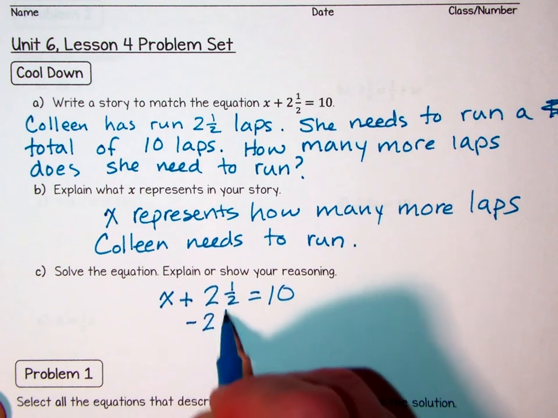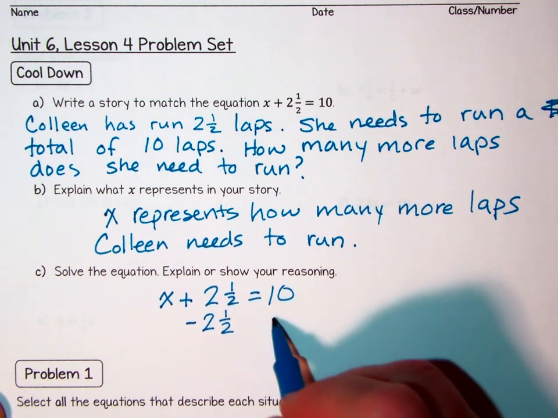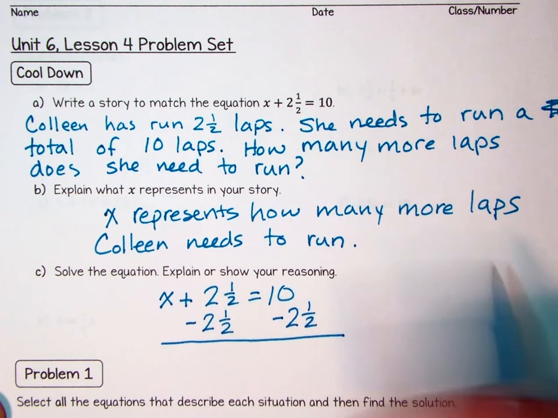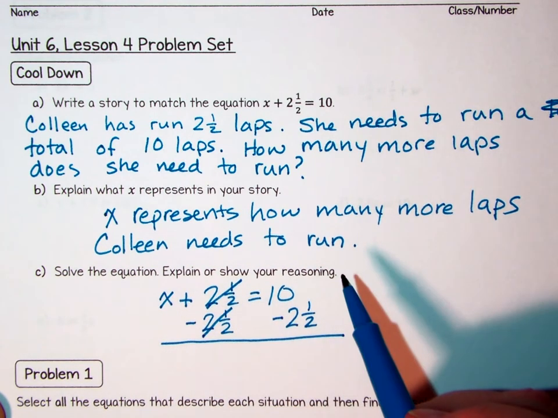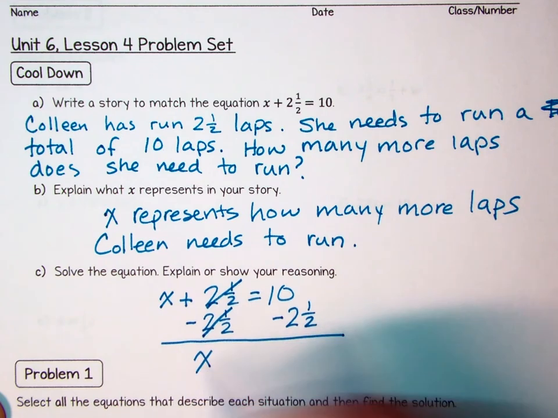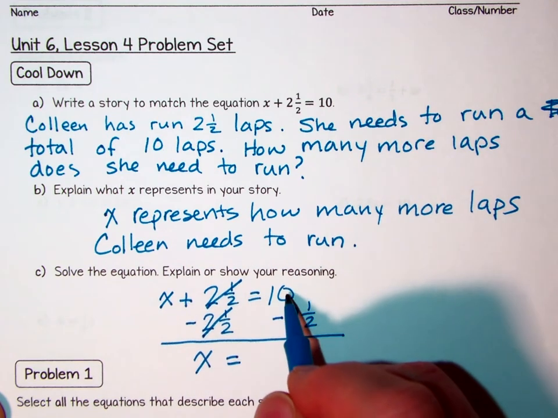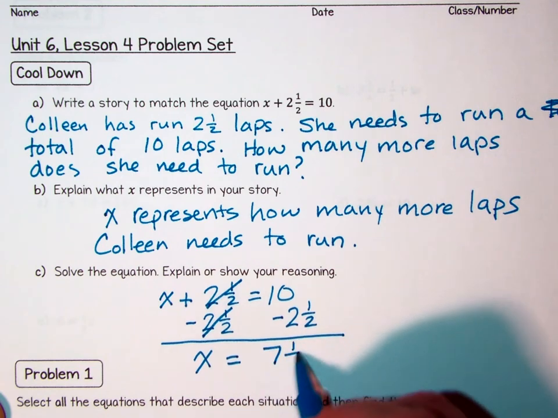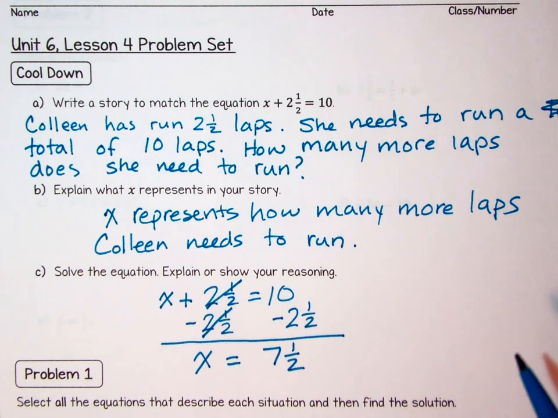So I am going to subtract 2.5 from the left side, but then I must also subtract 2.5 from the right side. All right, 2.5 minus 2.5 is 0, so that just leaves 1x on the left. And on the right, 10 minus 2 is 8, and 8 minus 1/2 is 7.5. There's my solution.